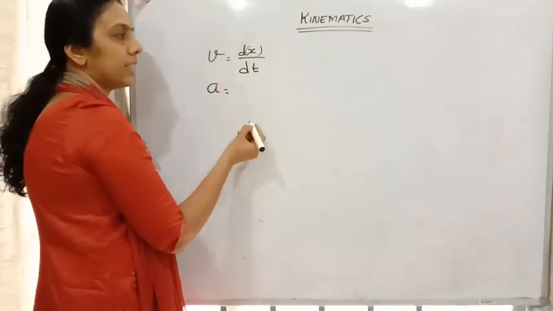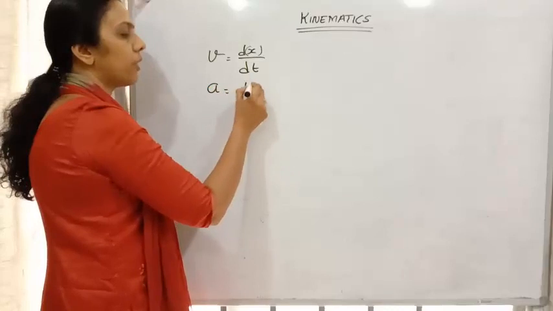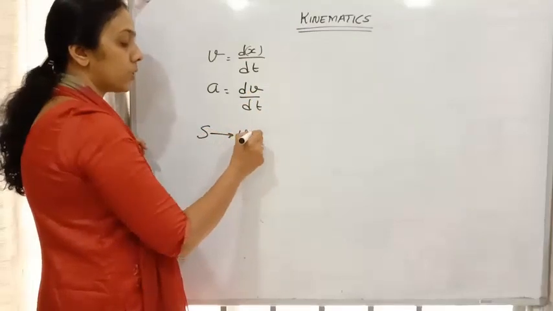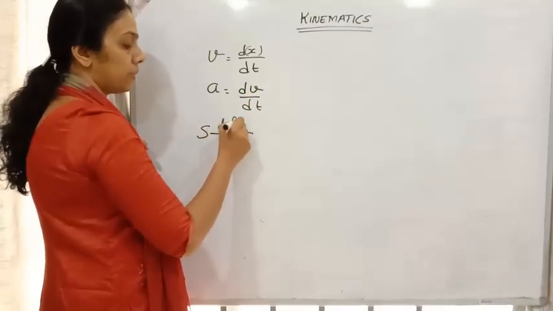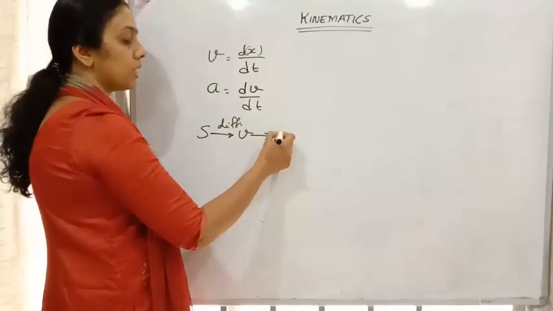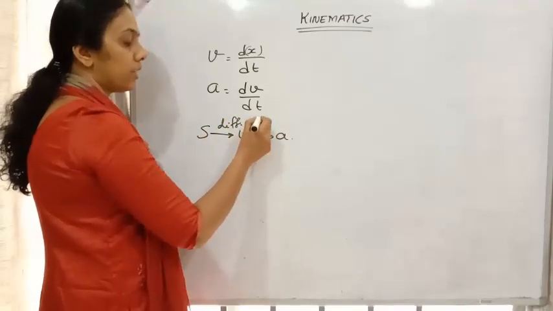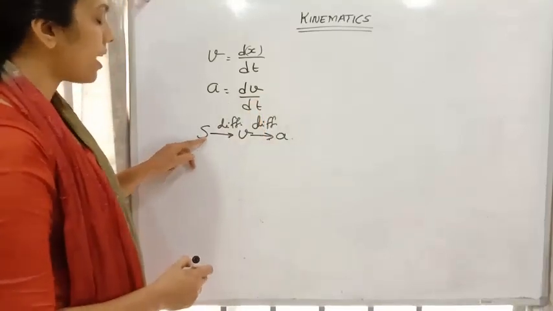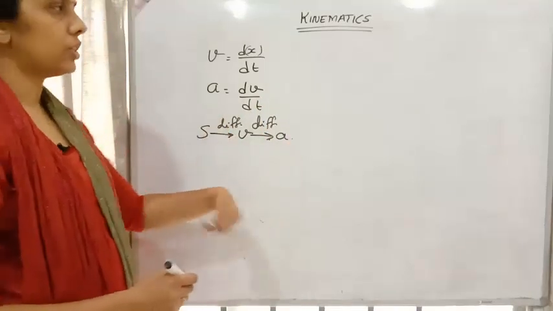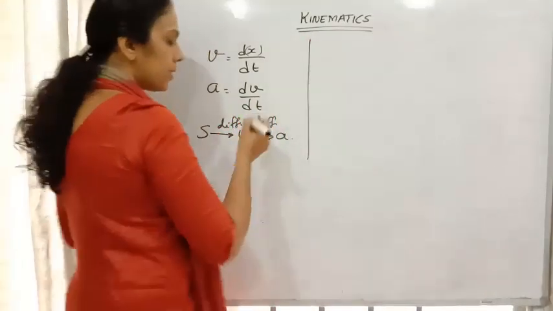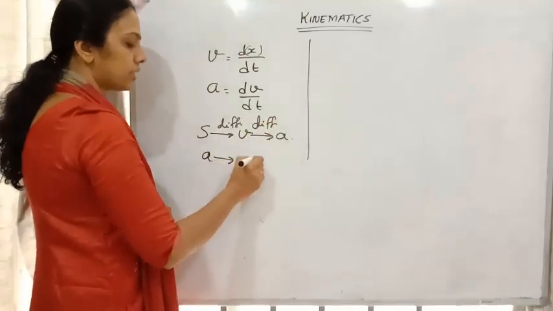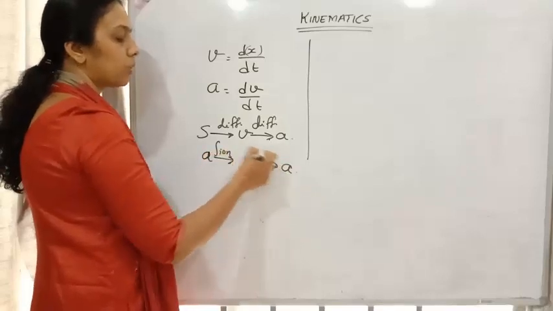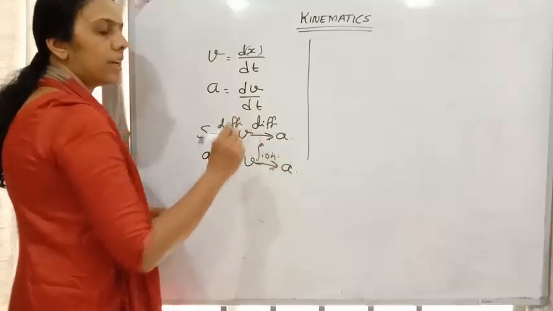And to find the acceleration, we find dv by dt. So to get the velocity from the distance, we can do differentiation. Then from the velocity, if they ask you to find the acceleration, you use differentiation. So to move from S to V, and V to A, we do differentiation, and in the reverse order, from acceleration to velocity, we should do integration, and from velocity to distance, we need to do integration.